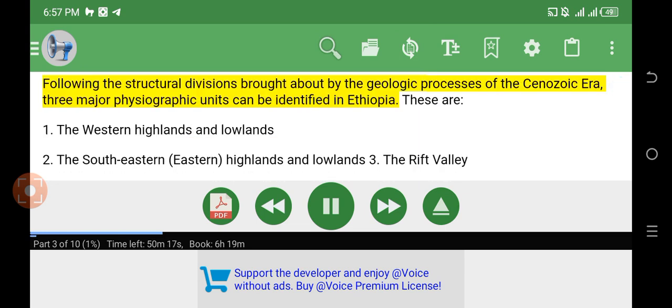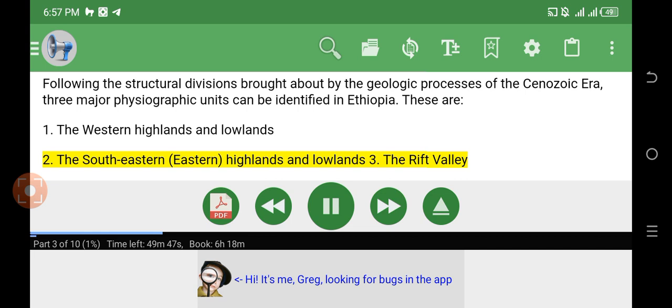Following the structural divisions brought about by the geologic processes of the Cenozoic era, three major physiographic units can be identified in Ethiopia. These are: 1. The Western Highlands and Lowlands. 2. The Southeastern, Eastern Highlands and Lowlands. 3. The Rift Valley.